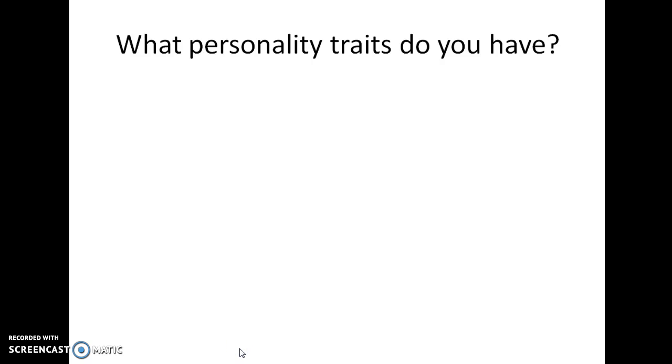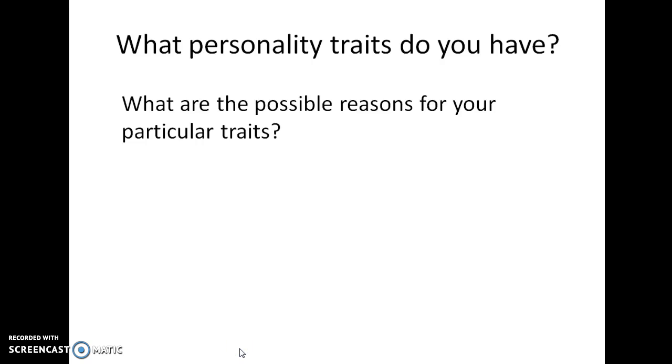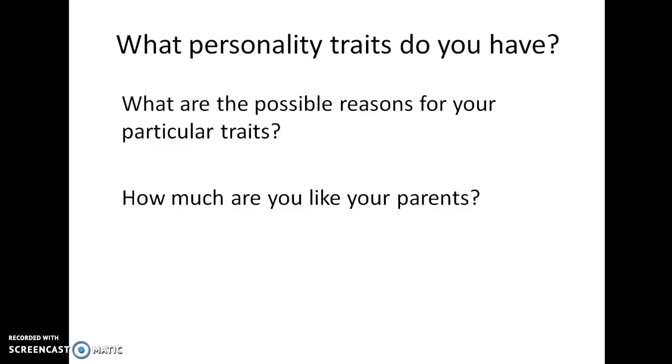So what personality traits do you have? And what are the possible reasons for your particular traits? Just stop a minute and think about your personality traits. What are you really like? How do you behave? Why do you think you're like that? How much are you like your parents in your personality?